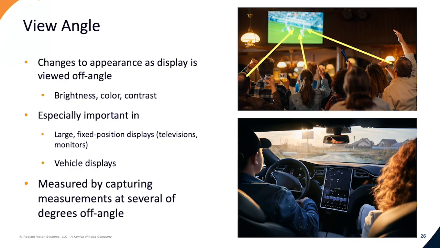Another commonly measured display property is view angle performance. View angle measurement shows us how brightness, color, and contrast vary as our eyes perceive the display at an angle. This is an important characteristic to measure in large and fixed position displays where the display angle is not easily adjusted for the position of each viewer. For instance, TVs, monitors, or integrated displays like in automotive dashboards. Measuring view angle is traditionally done the same way we view the display, by measuring the display quality at each angle.